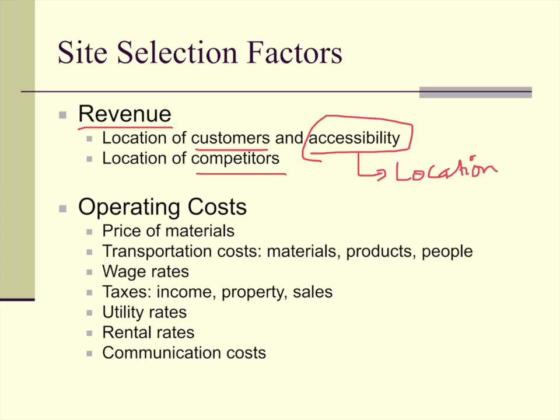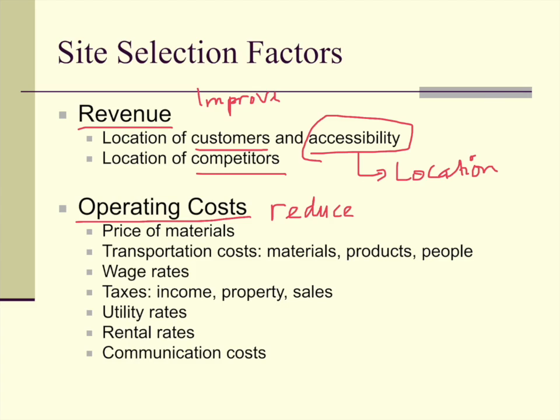Okay, and then the operating costs. Maybe we have to change the site location. We have to move our company to a new site location because we want to reduce the operating costs. So we're talking about revenue and costs: to improve our revenue, and to reduce the operating costs.